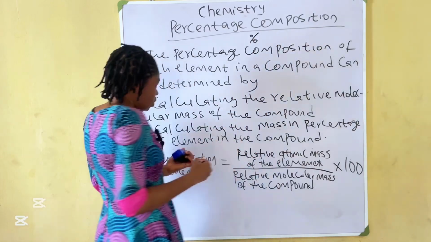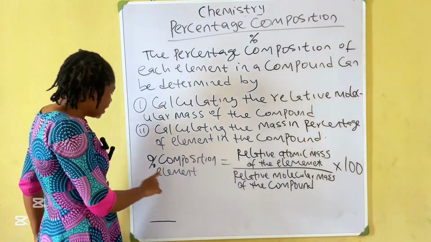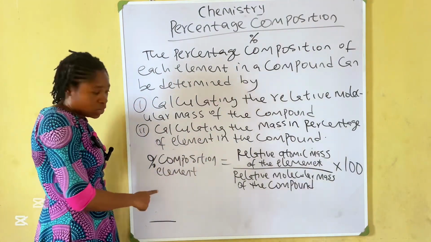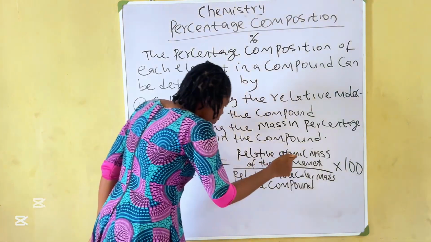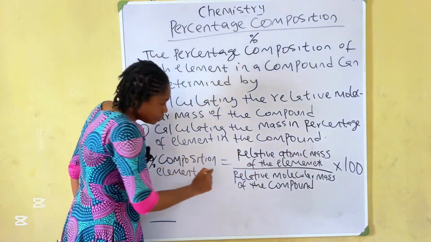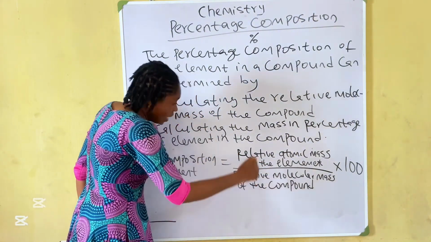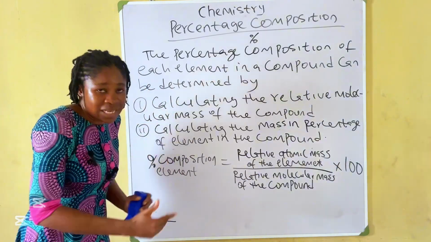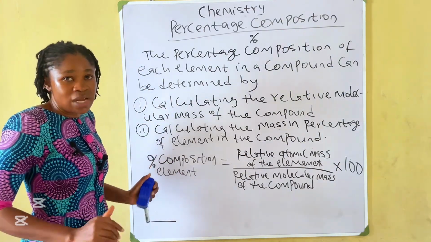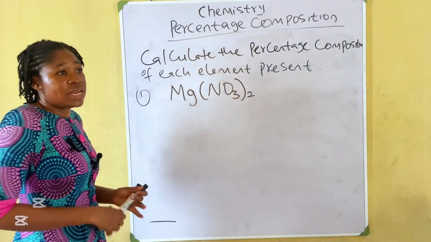So which is the unit? Percent. Okay, the percentage composition of the element you are asked to calculate is equal to what? Relative atomic mass of that element over relative molecular mass of the compound, times 100. It's a simple calculation. Okay, let's look at this exercise.